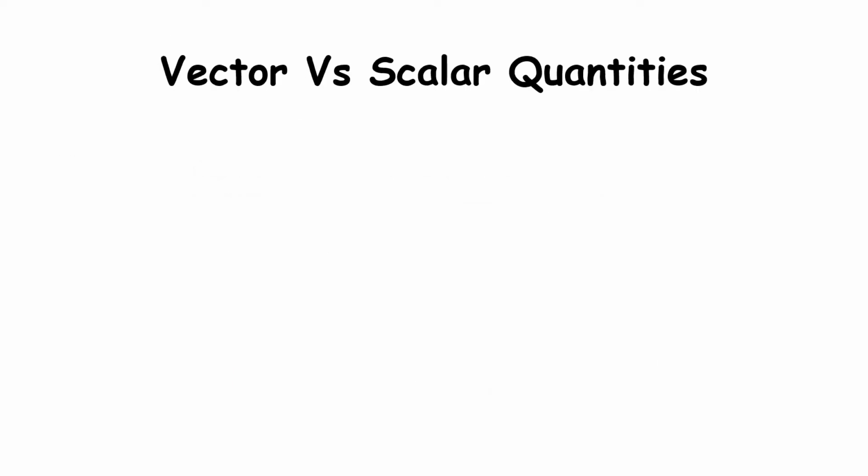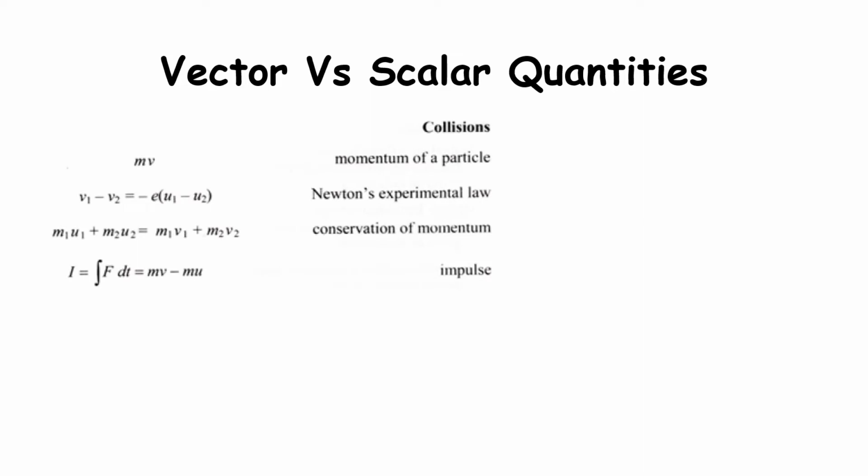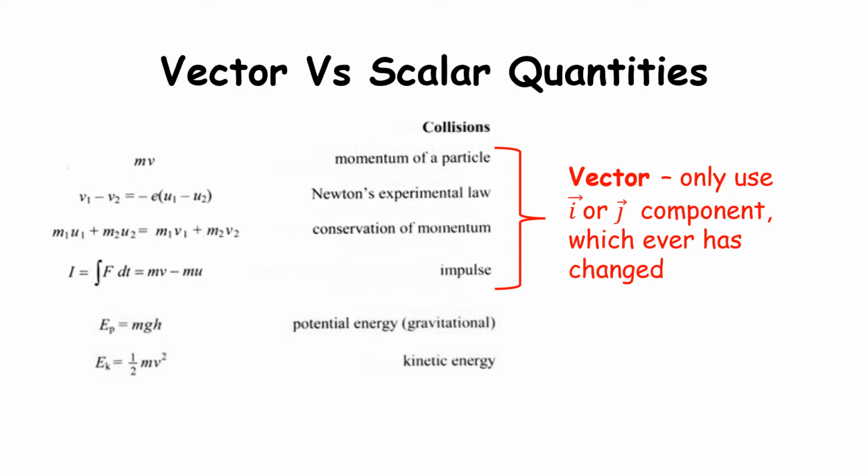Just quickly, to talk about vector versus scalar quantities. We have a section here coming from our log tables, and we have momentum. We're talking about Newton's experimental law, so that is using vector quantities, the conservation of momentum again using vector quantities. An impulse is a vector quantity, so you can just use the i or the j component, whichever has changed. Energy is different. We're going to need the scalar here. For example, kinetic energy requires speed, so that v stands for speed. What I find helpful is to put a little vector arrow on top of anything that is a vector, like the I for impulse. It's a good way to remind yourself what is vector and what's scalar.